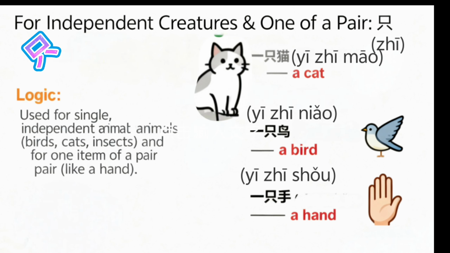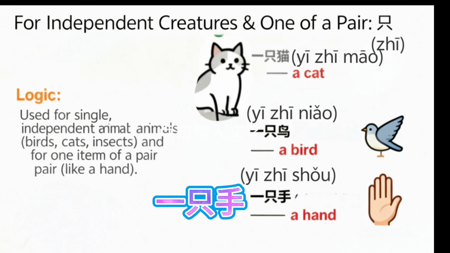Number 2, zhi. The logic is that it is used for single, independent creatures or objects, especially animals, birds, insects, and also for one item of a pair. Let's see the English comparison. 一只猫, a cat. 一只鸟, a bird. 一只手, a hand.